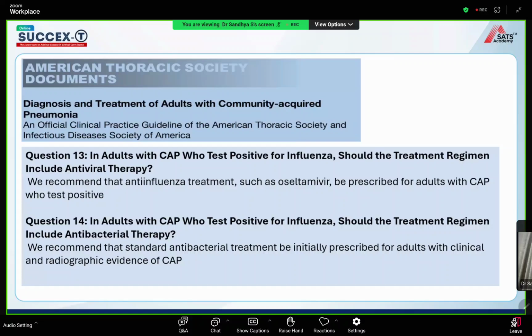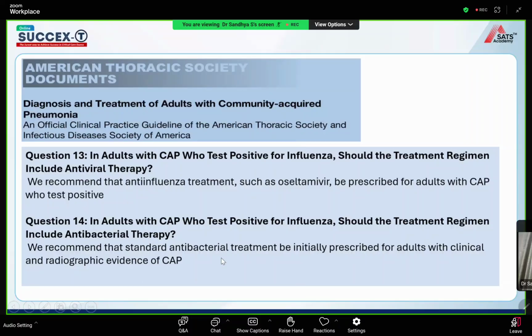And coming to influenza, there is not much difference in the ARDS management of influenza, but there are a few things mentioned in the ATS CAP guidelines of 2019. There are two specific questions on influenza. In a patient who tests positive for influenza, should we start antiviral therapy? Yes, we should start oseltamivir at the usual dose of 75 milligrams BD. And if the patient is tested for influenza, still, if the patient is having severe CAP, you have to start standard antibacterial therapy.